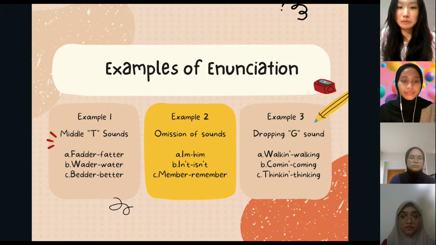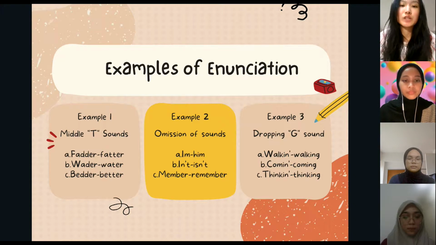So the second example is the omission of sounds. Sound omission seems to occur in certain last sounds of words when people speak pretty fast, especially when there are other words following. Like in and him. Some people say look at him, but some people say look at 'im. And some people say ain't instead of isn't. Like she isn't shy, they say she ain't shy.